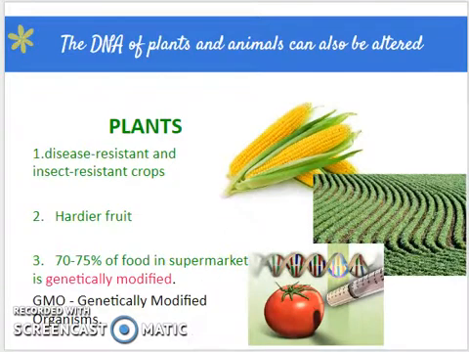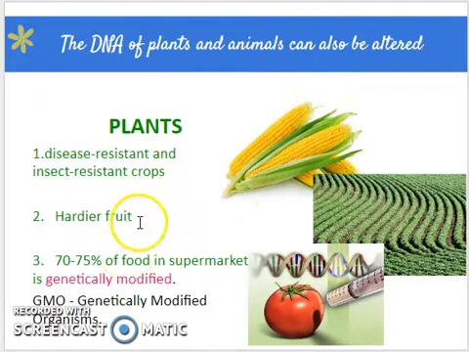The DNA of plants and animals can also be altered. We have used recombinant DNA to make disease-resistant and insect-resistant crops. For example, this corn has had a gene for a poisonous beetle inserted into its DNA, so if bugs try to eat it, they die. This poison is not effective on humans, which means we get to eat the corn and the bugs do not.